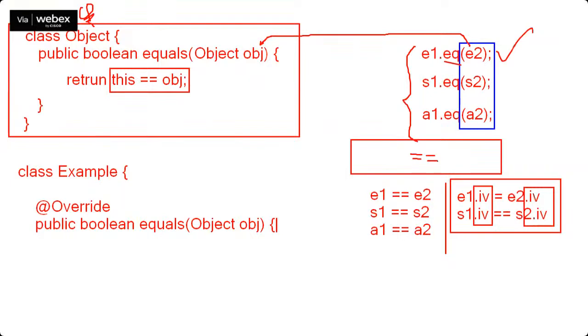Overriding the equals method is the right approach. Okay, clear? Now tell me, when you override the equals method here, the logic I want to change: I don't want to compare references, I want to compare the data.